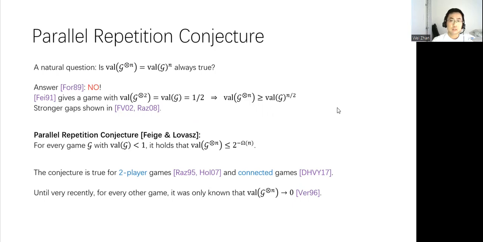But besides these two classes, until very recently, for every other game, it was only known that the parallel repetition value goes down to 0 when n goes to infinity, by Verbitsky's result. And this is proved via a black box application of the density Hales-Jewett theorem. And the bound from that is pretty bad. It's basically inverse Ackermann. So naturally, we want to improve it.